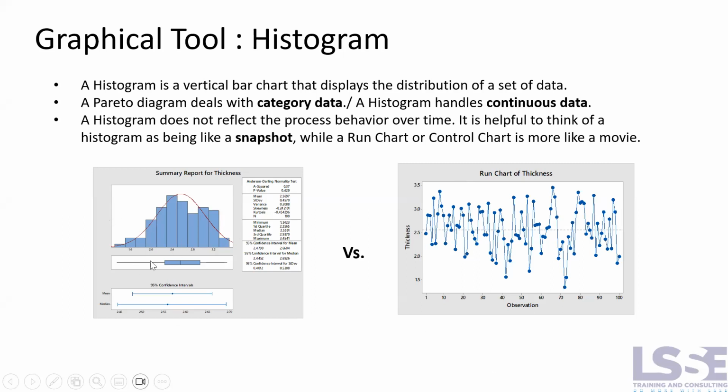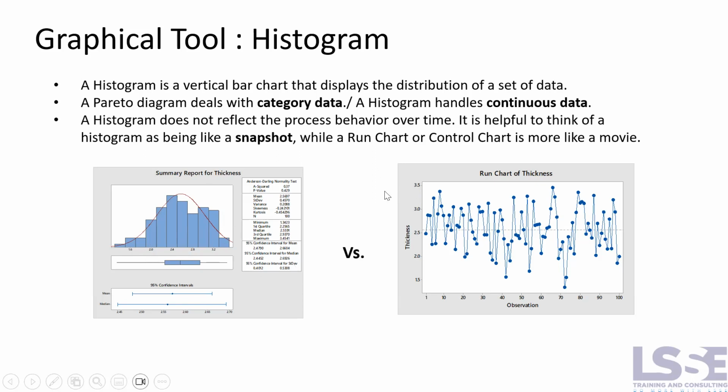And when we plotted the weights of the chewing gum, it simulated the bar chart that would be used to reflect the distribution of the data. Okay, so a histogram handles more continuous data. Do remember that. And it is a snapshot.